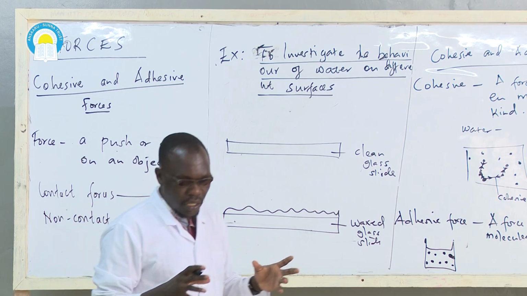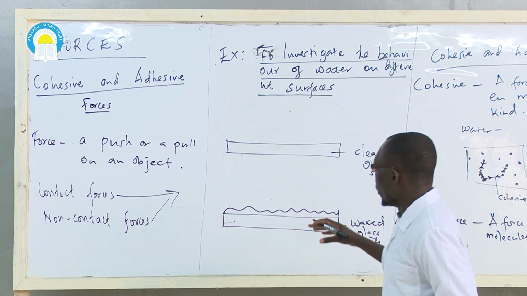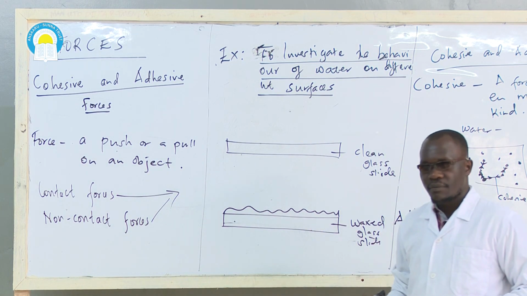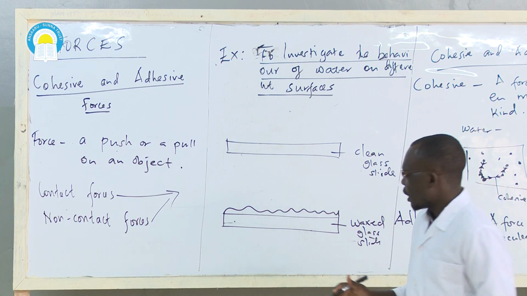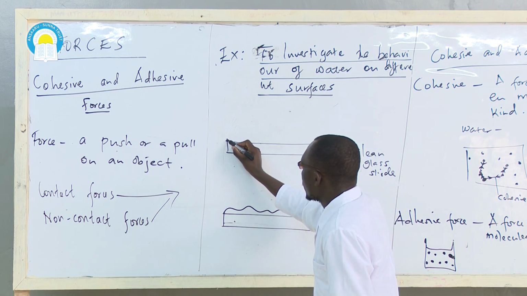So if we take water and pour on these two surfaces, what is the difference in the observation we are going to make? If you take water and pour on this glass slide, this is what you are going to observe.